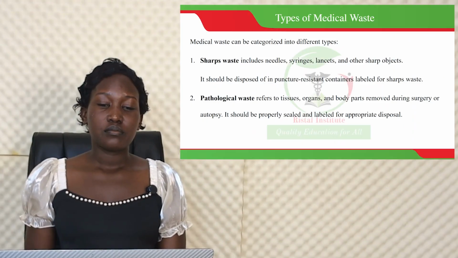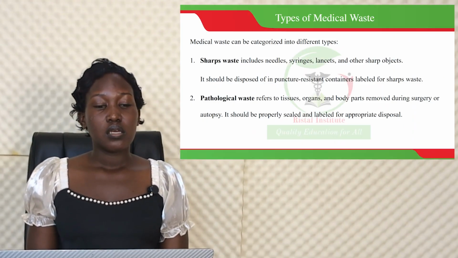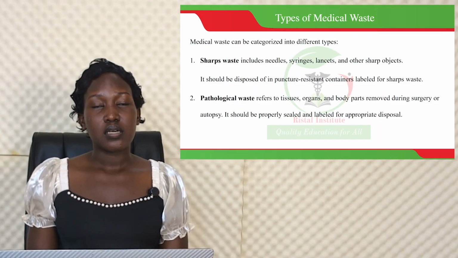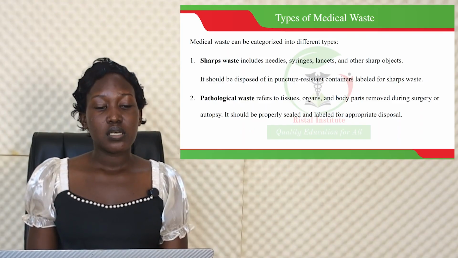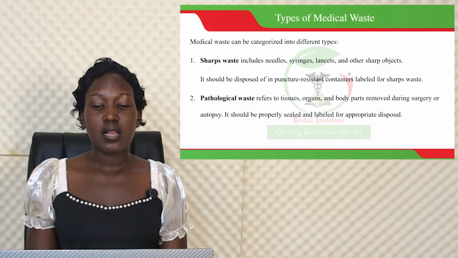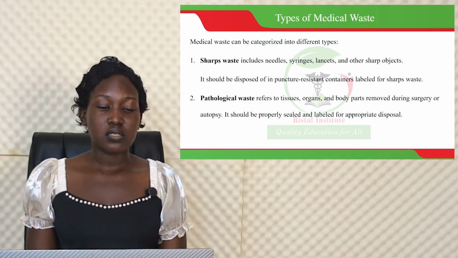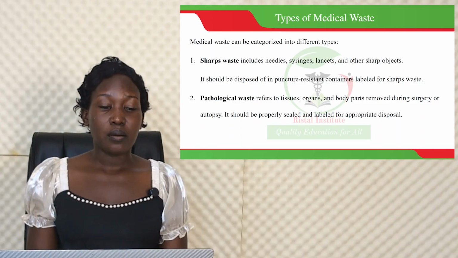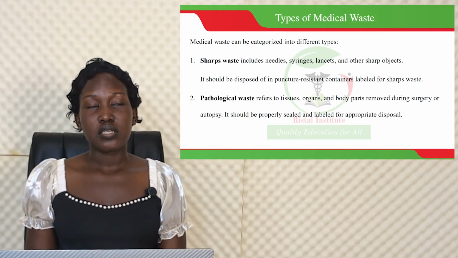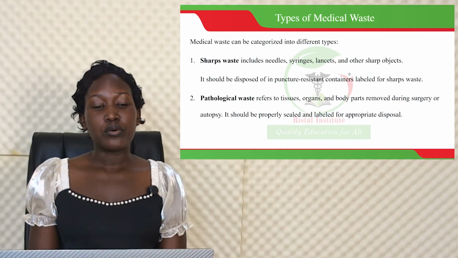We have types of medical waste. Medical waste has been categorized into different types. One, we have sharps waste, which includes needles, syringes, and lancets. We have other sharp objects. Anything which is sharp should be disposed of in a puncture-resistant container, which is well labeled.